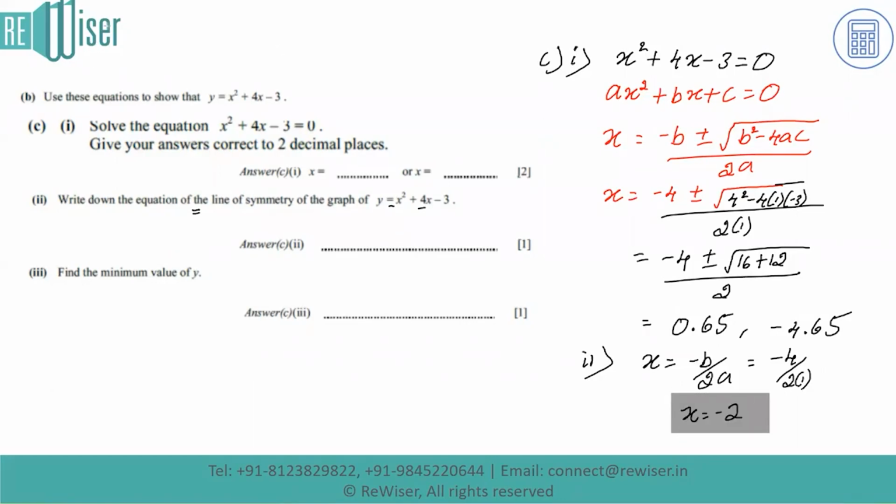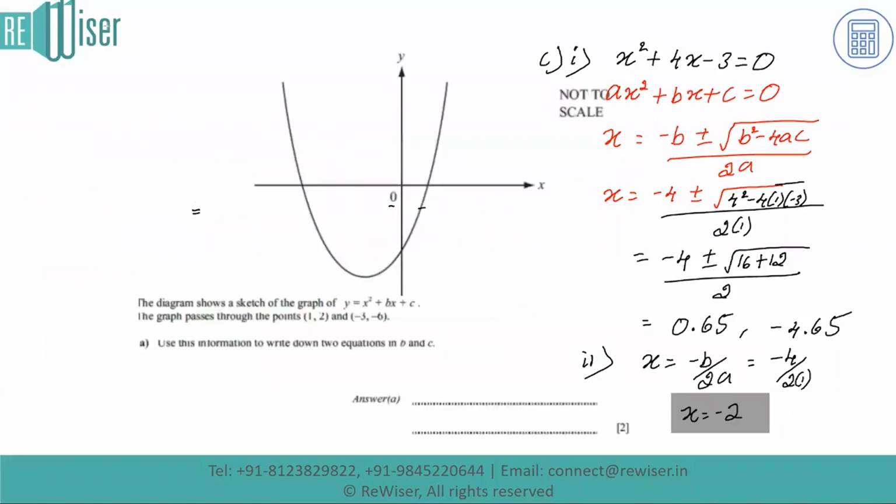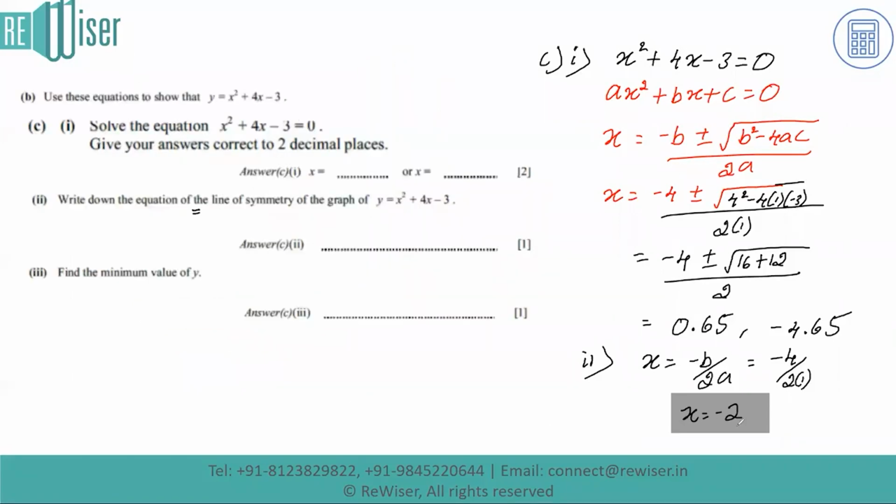Or the second way is whenever we know the x-intercepts. Right now we know the x-intercepts: this is 0.65 and this is negative 4.65. So clearly the line of symmetry would pass exactly through the middle, so that has to be the midpoint between these two x-intercepts. So we can also do it like that. Even in that case, we will still get minus 2 as the answer. And this is the right answer for part 2.